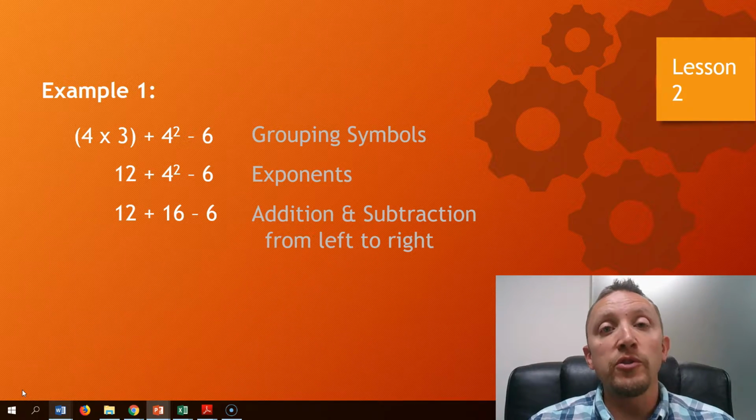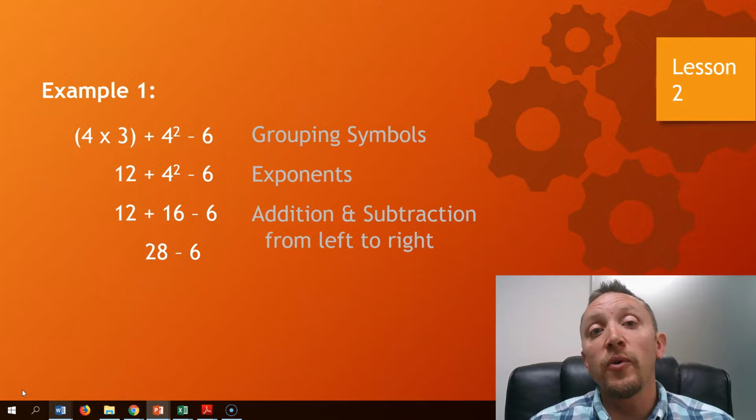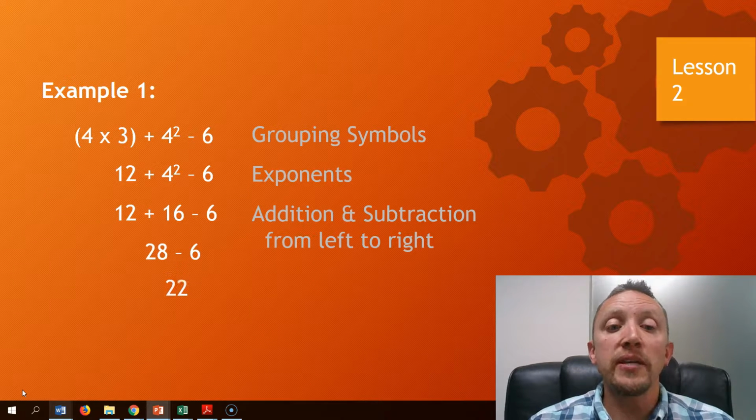So to do that, we would do 12 plus 16 and get 28. 28 minus 6 gives us 22. So that's our answer when we simplify it. All right, let's look at another one.